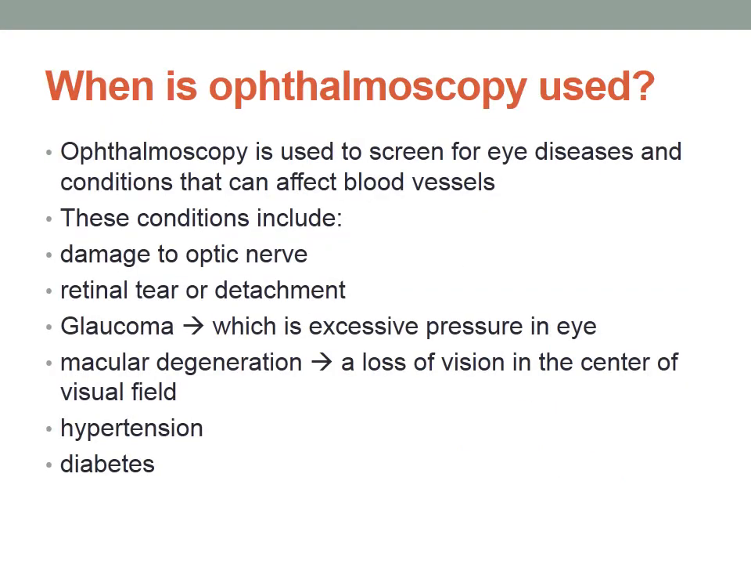The question arises: when is ophthalmoscopy used? Ophthalmoscopy is used to screen for eye diseases and conditions that can affect blood vessels. These conditions include damage to the optic nerve, retinal tear or retinal detachment, glaucoma, which is excessive pressure in the eye, macular degeneration, which causes loss of vision in the center of the visual field, hypertension, or diabetes.